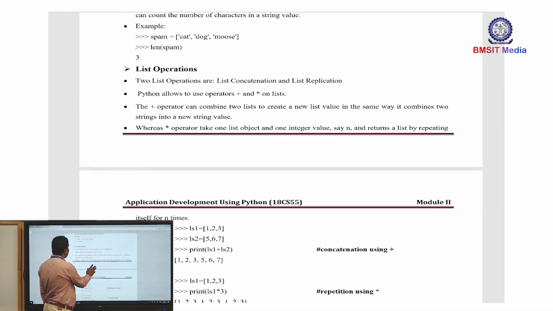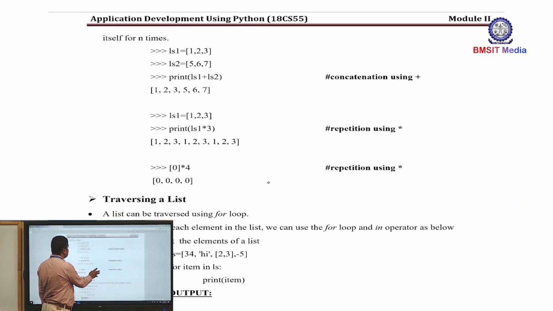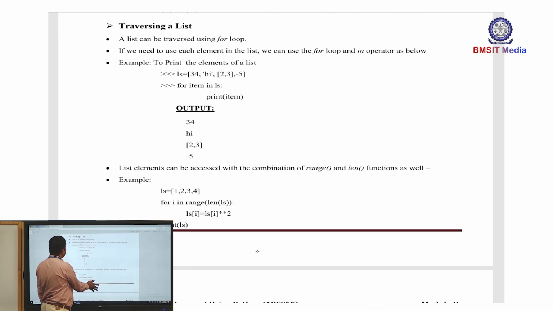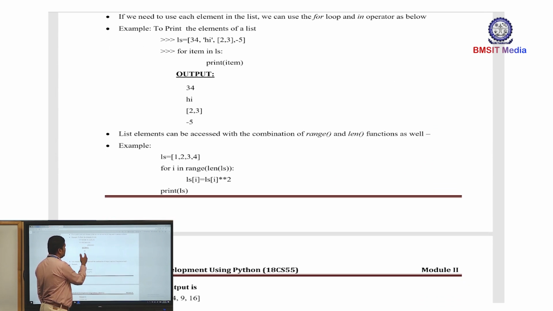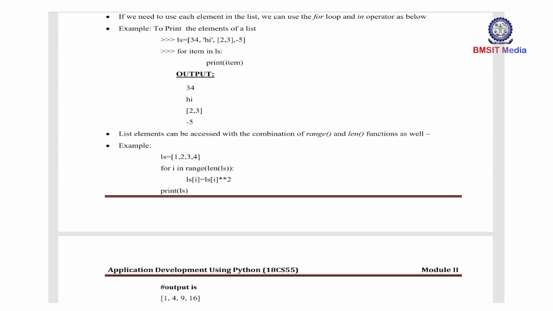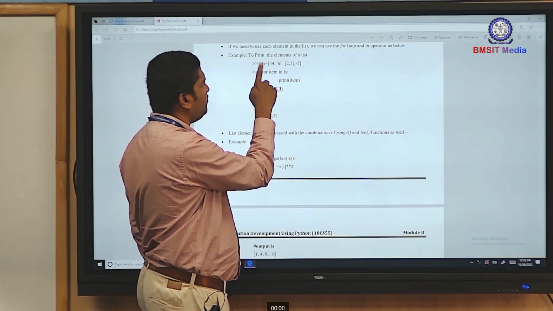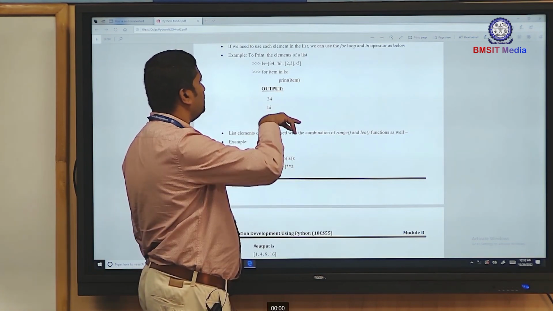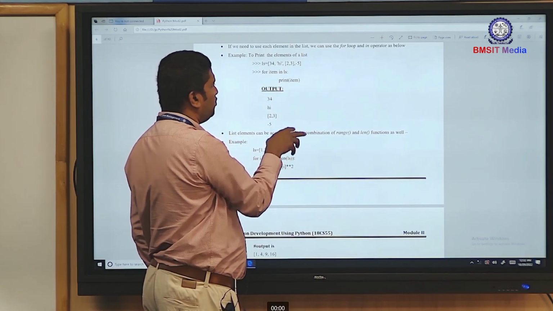Next, there are certain list operations. This also has been explained to you already. So let us not worry about this now. I'll move forward. Next, how to traverse a list. Fine. So using a for loop that has been shown here. So for example, if I take the list as ls is equal to 34, hi, [2, 3] and -5. What is [2, 3]? [2, 3] is a list inside another list. So the already existing list contains [2, 3], which is one more list.